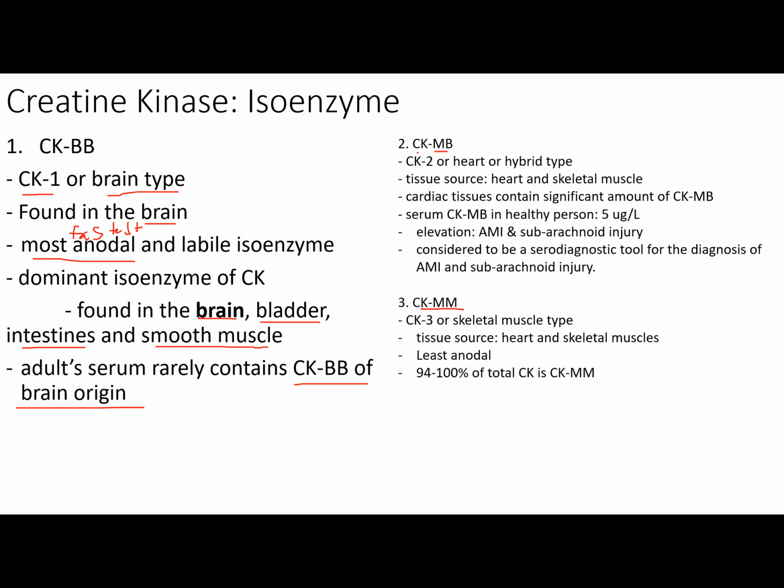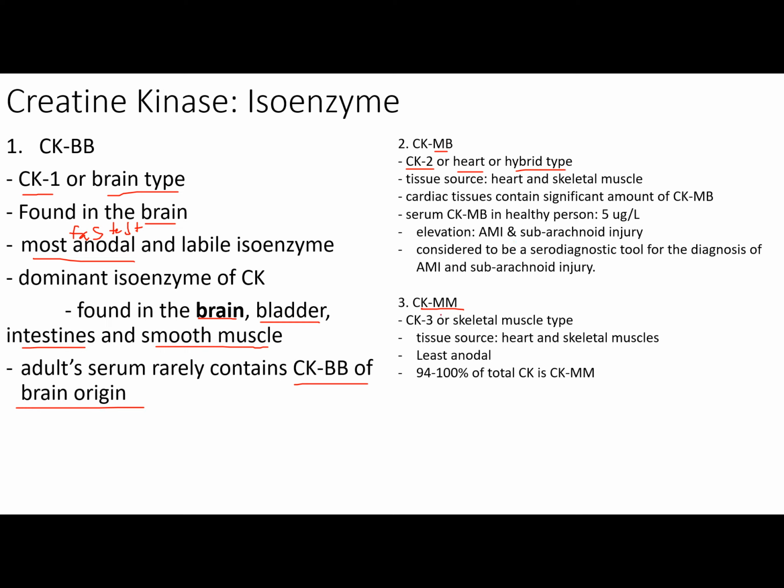Then we have your CKMB. Now, CKMB is known as CK2 or the heart or the hybrid type. The tissue source is the heart and skeletal muscle. Cardiac tissue would contain a significant amount of CKMB. Then, serum CKMB in a healthy person is 5 microgram per liter. Elevation is seen in AMI and subarachnoid injury, considered to be a serodiagnostic tool for the diagnosis of AMI and subarachnoid injury.